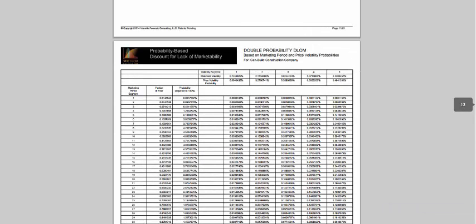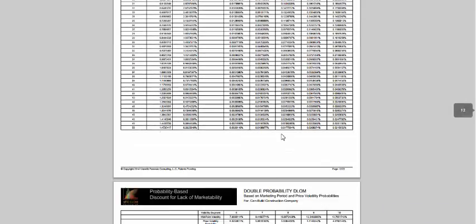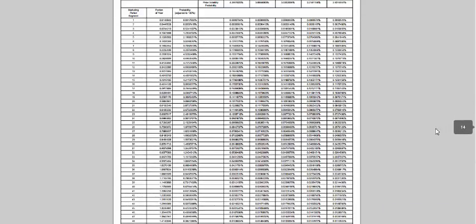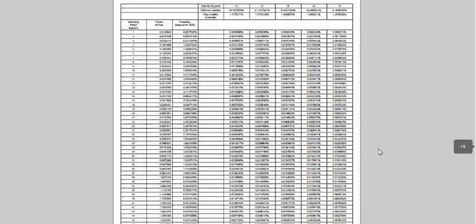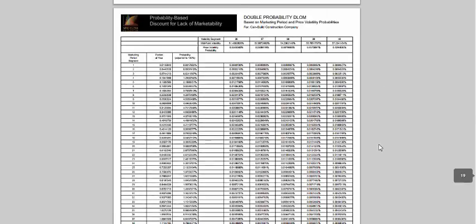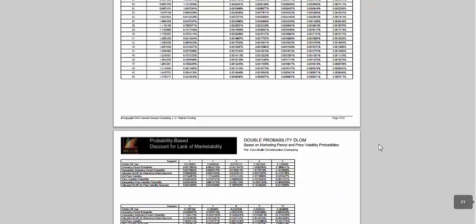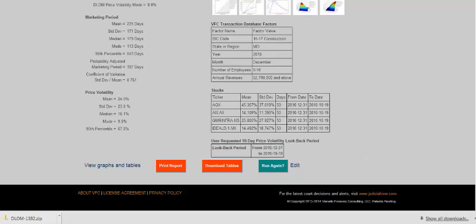The PDF report also includes the numbers comprising the results and graphs. Clicking the Download Tables button provides spreadsheets of these numbers.